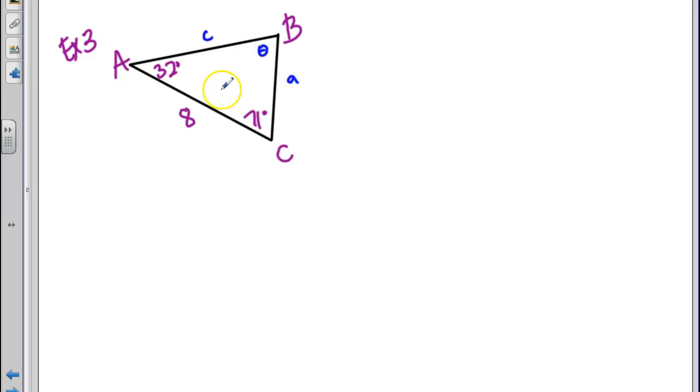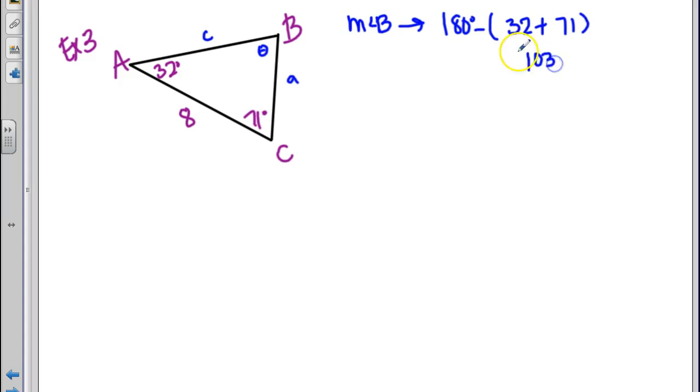All right, first of all, I noticed that I have 2 angles, which means I can definitely find the measure of angle B, can't I? The measure of angle B is 180 degrees minus the sum of the other 2 angles. So 32 plus 71 is 103, and we'll subtract that from 180 degrees. All right, so the measure of angle B is 77 degrees.